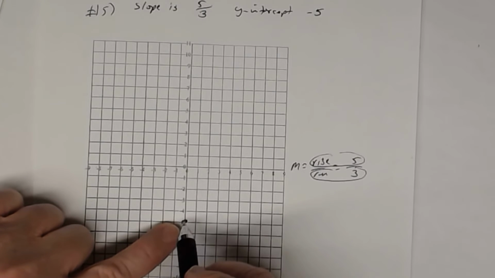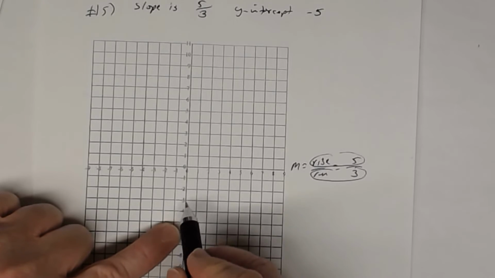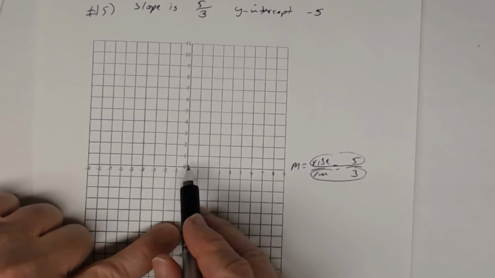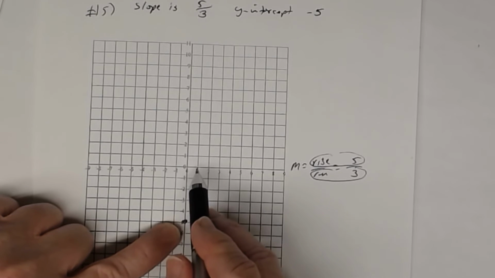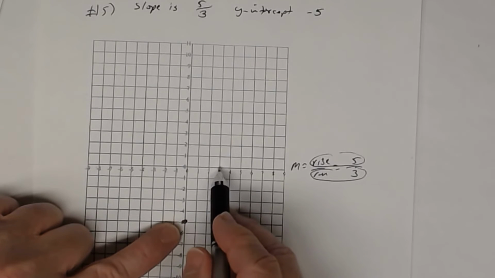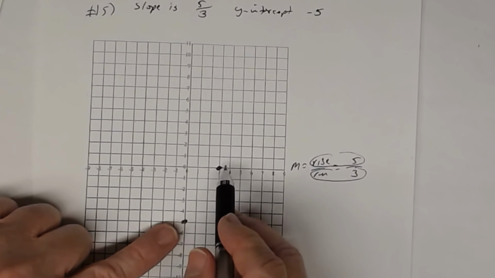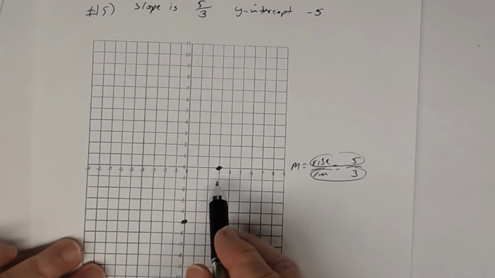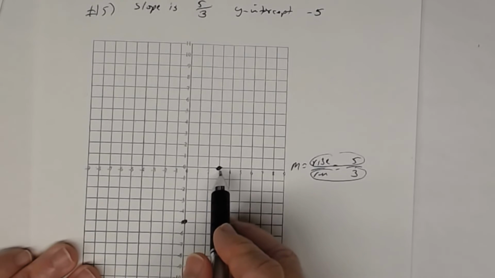All right, so from this point, my rise is +5, meaning you go up. So notice I'm counting. 1, 2, 3, 4, 5. So I'm at the origin, right? Now don't put a dot there because you haven't used a run yet. Now my run's +3, so I go to the right 3. 1, 2, 3. So my other point is on the x-axis. And remember, I'm going to talk about this in a little while, but just to let you know, this point here that's on the x-axis is called the x-intercept.